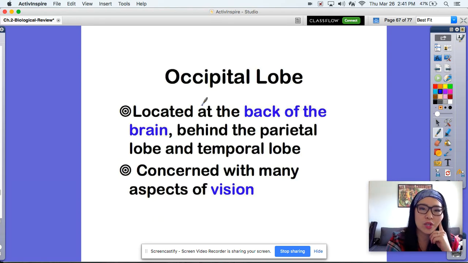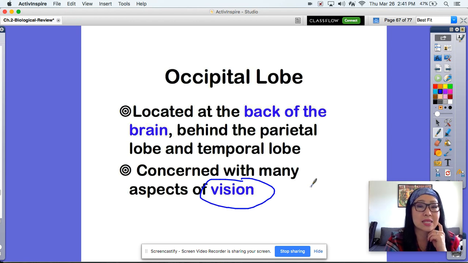Okay, and then we have the occipital lobe, which is the back of the brain, which deals with vision. It's why we have that whole saying of 'I have eyes in the back of my head, I'm always watching you,' because the part of our brain that controls vision is back there.